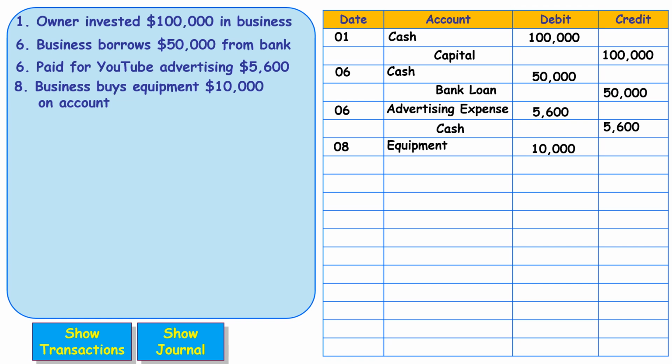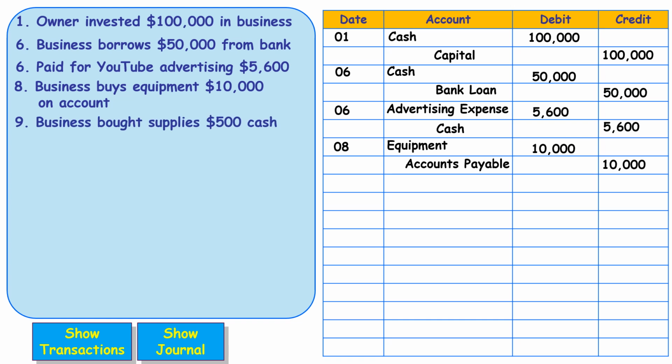So we need to have a credit line also. Reading the transaction tells us that this was purchased on account. On account means buying now and paying later. So this creates a payable for the business. Now payable is a liability, and we are going to credit accounts payable $10,000.